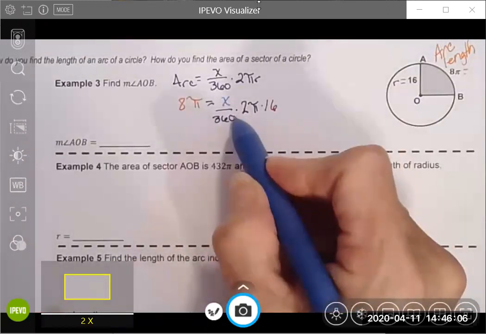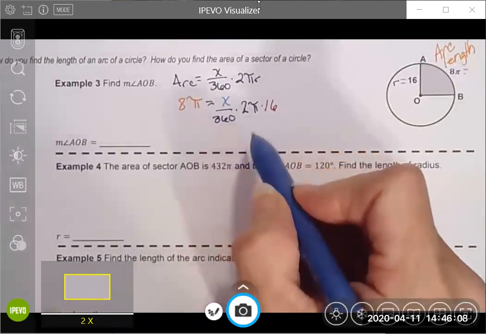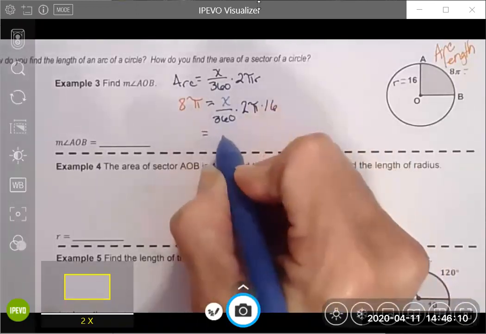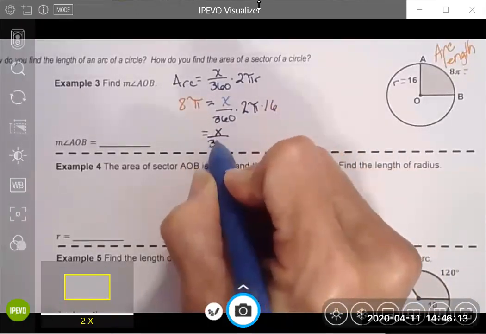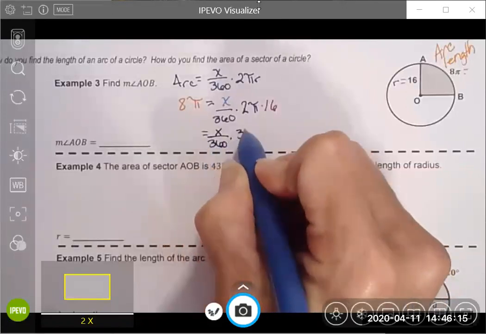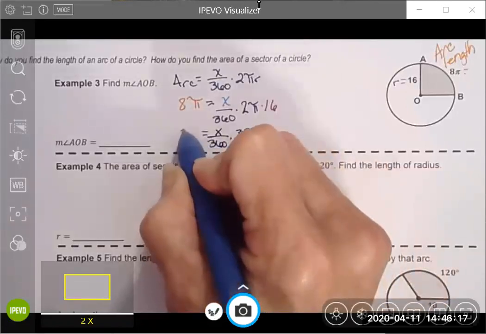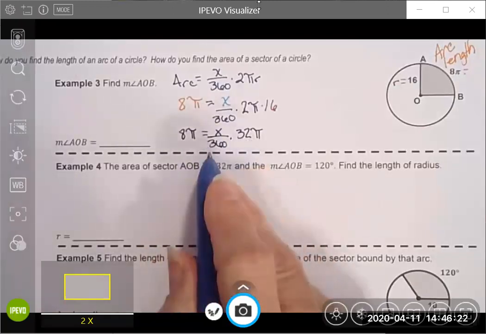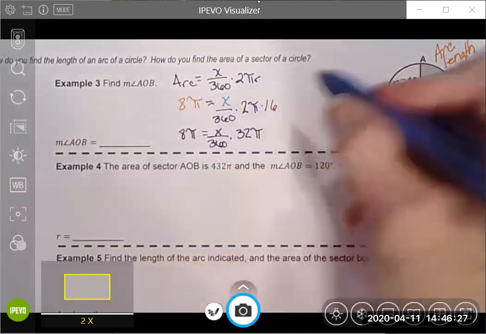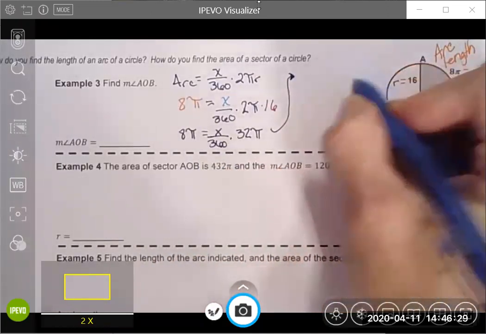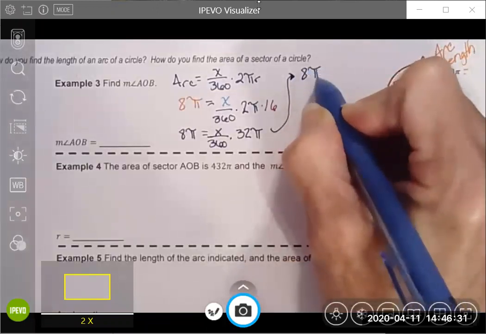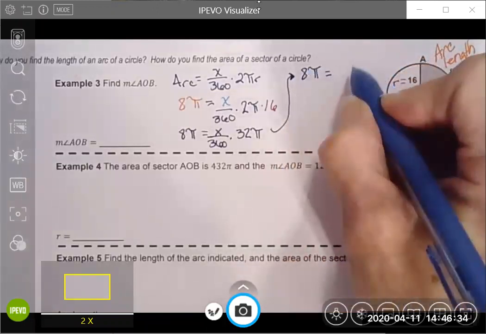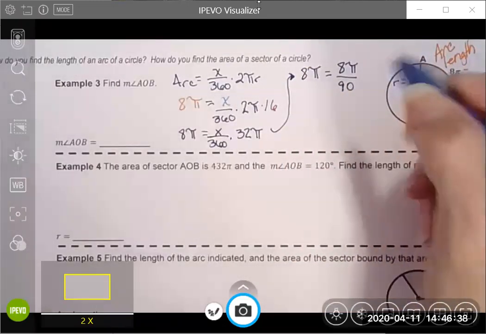The first thing I'm going to do is simplify this expression with x over 360 times 32 pi. And that is still going to be equal to 8 pi. I'm going to simplify this one more time. And that actually simplifies to 8 over 90. So I'll draw myself a little arrow. And this becomes 8 pi on the left. And over here, I've got 8 pi over 90.